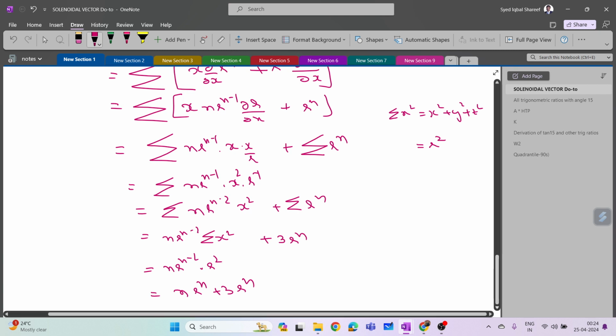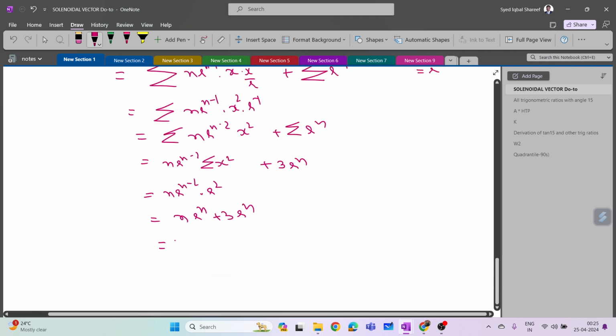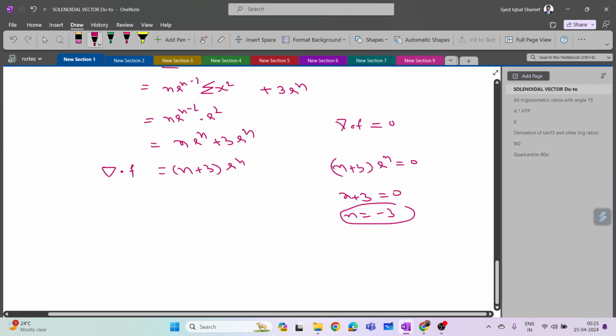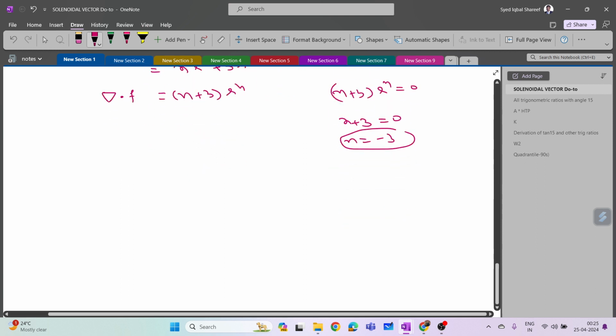Now, (n+3) r^n. So what is the formula we have? Del dot f should be equal to 0 because it is a solenoidal vector. So that means (n+3) r^n should be equal to 0. r^n cannot be equal to 0, so n plus 3 equals 0. n should be minus 3. That's it, we got it. Del dot f equals 0. We are not doing anything different.